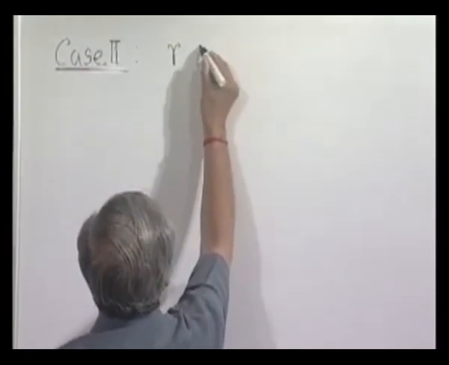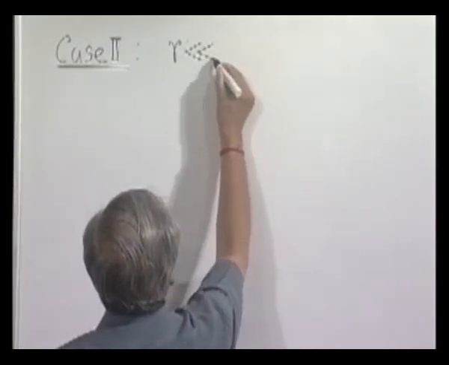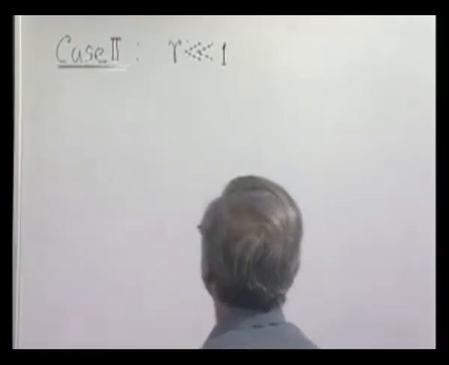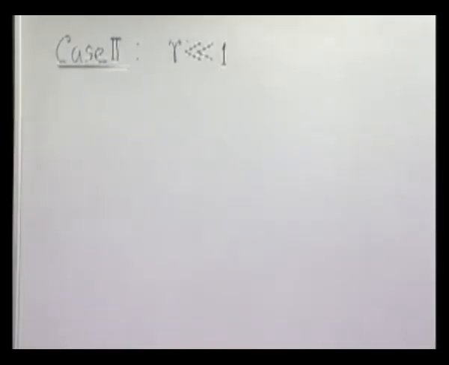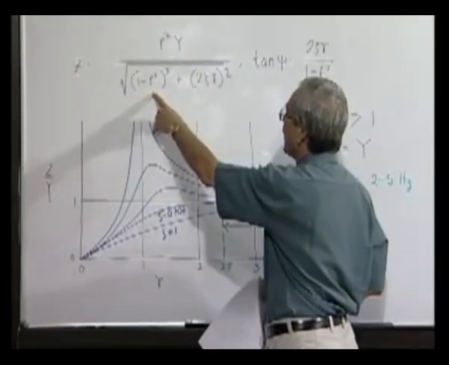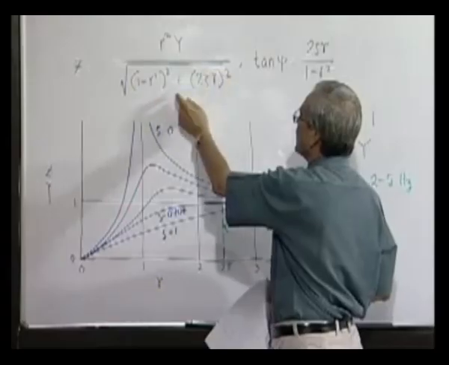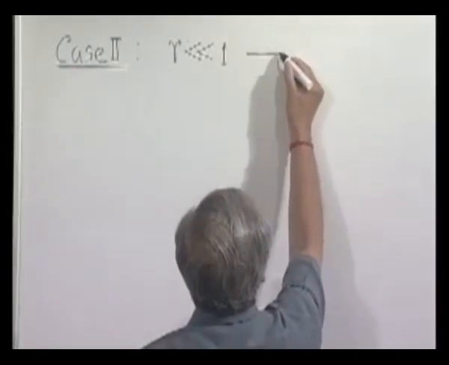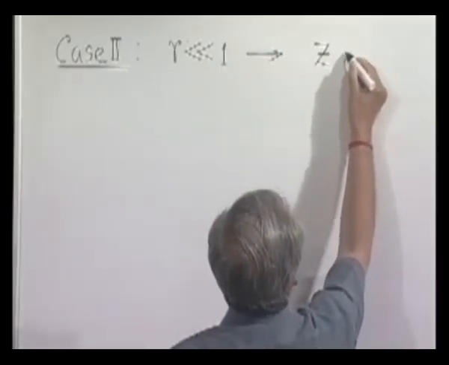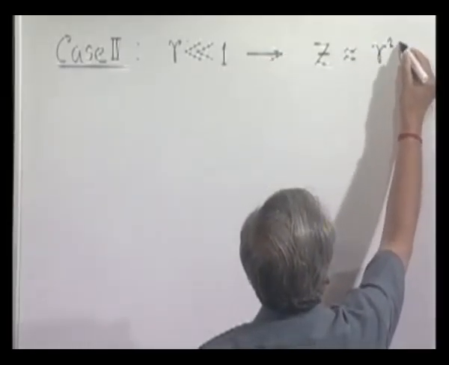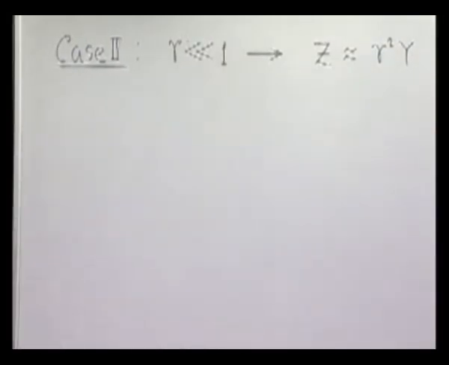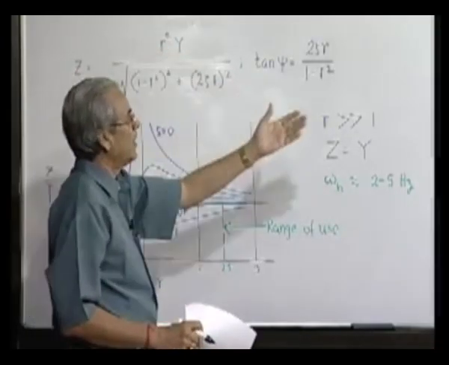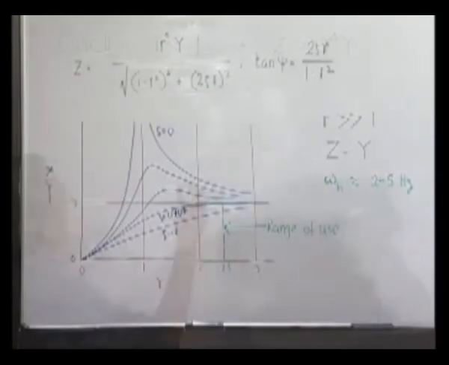R is very small compared to 1. If r is very small compared to 1, then from this what do we find? If r is very small, we can consider this to be 1 and we can ignore this. So therefore the denominator becomes 1, and so the whole denominator becoming 1 means z is approximately equal to r square into y.